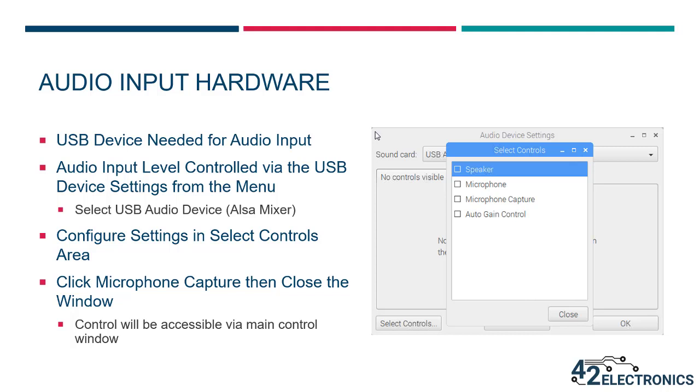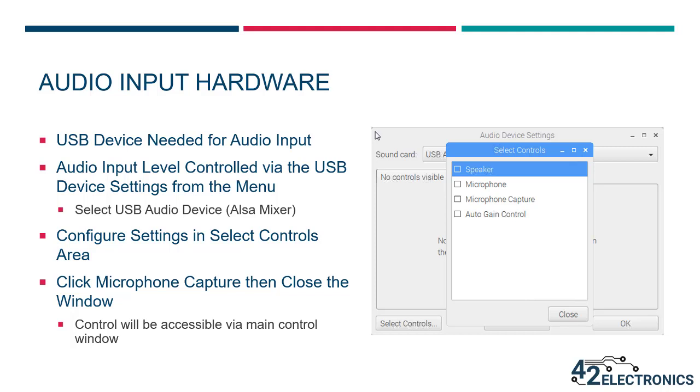Initially, there will not be any settings available, as the settings that are available are configured in the Select Controls area. After clicking on the Select Controls button, you'll be able to select which audio controls you'd like to view in the main panel by adding a checkbox next to each control.